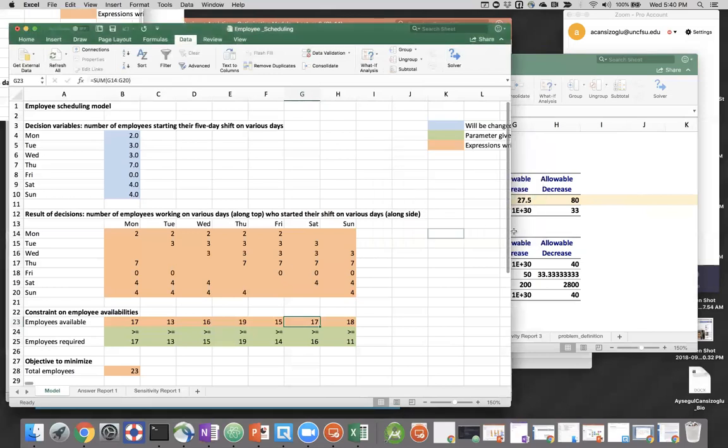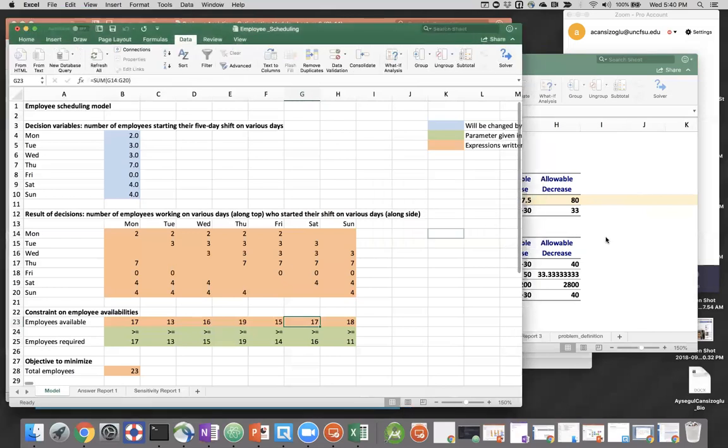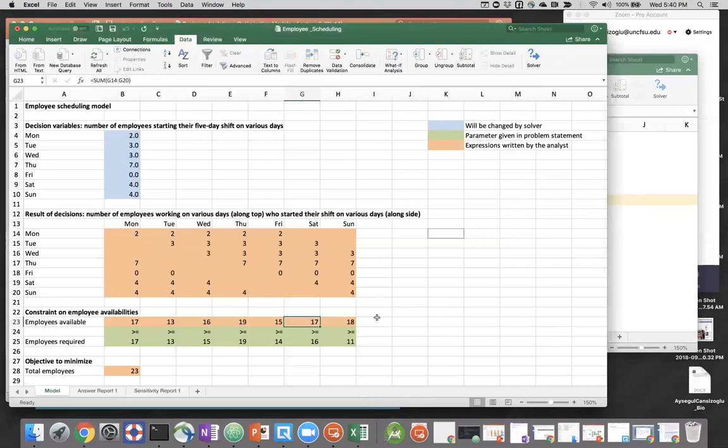And then I'm going to say okay here. So this is how you solve an employee scheduling problem in Excel, and at the same time, how to make sure that your problem runs as an integer problem rather than a linear problem. Any questions on this?